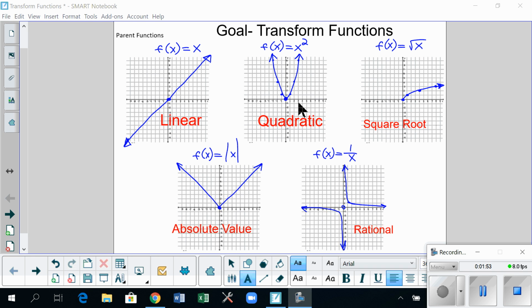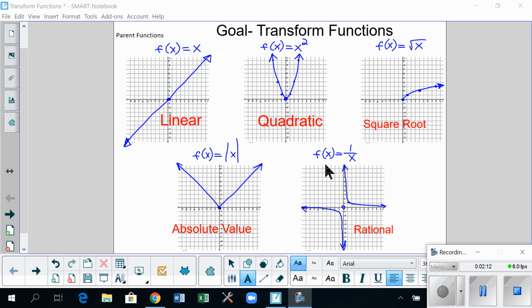All right, the parent quadratic function is this parabola right here. It's f of x equals x squared. This is considered the simplest, most basic, most essential parabola that exists. You can do the same with the square root function, absolute value function, rational function.